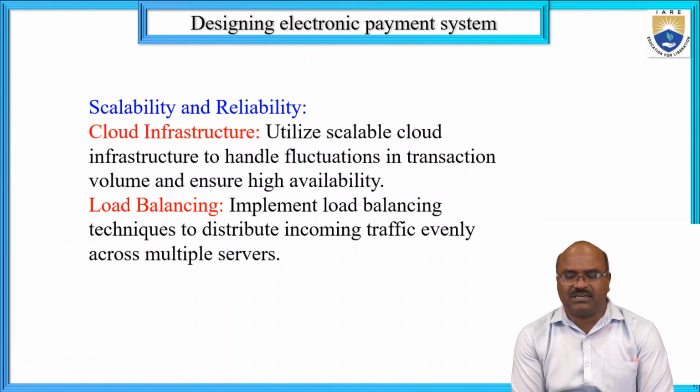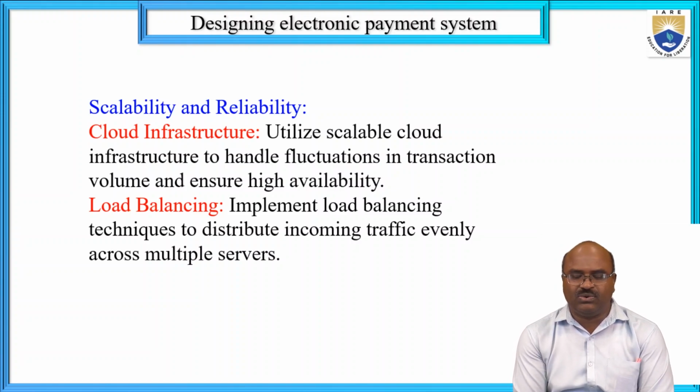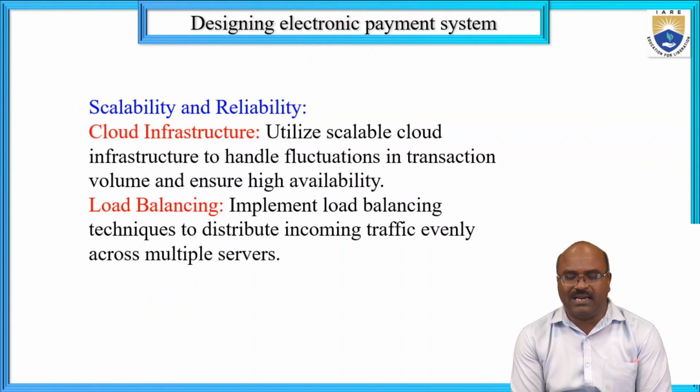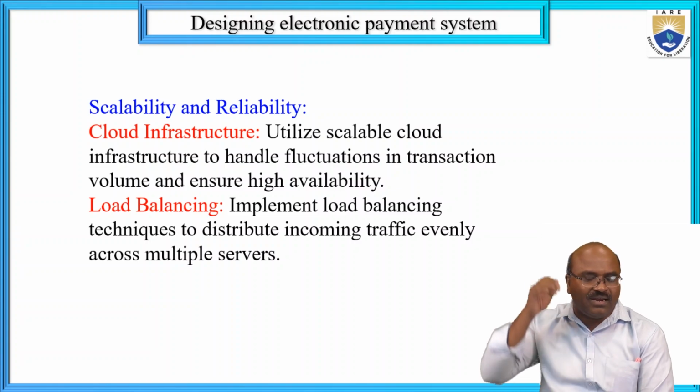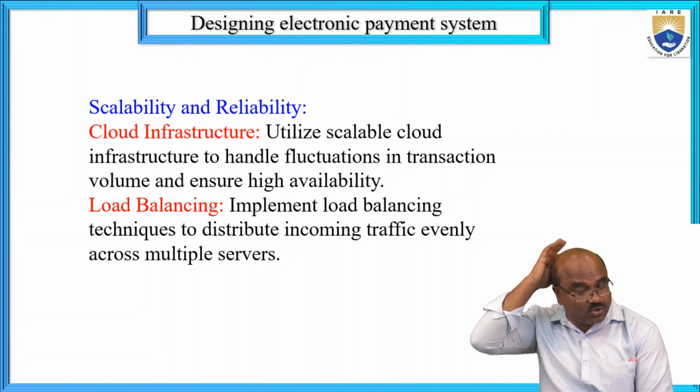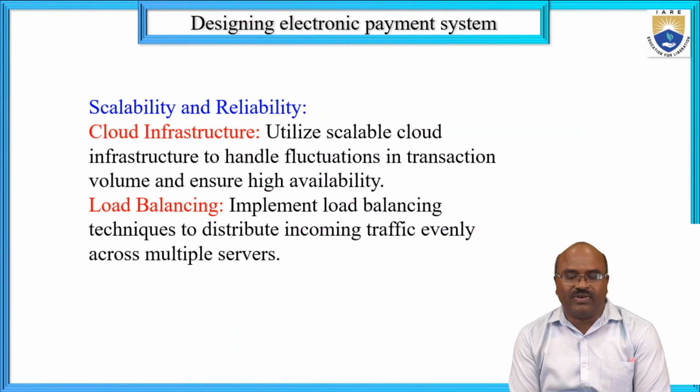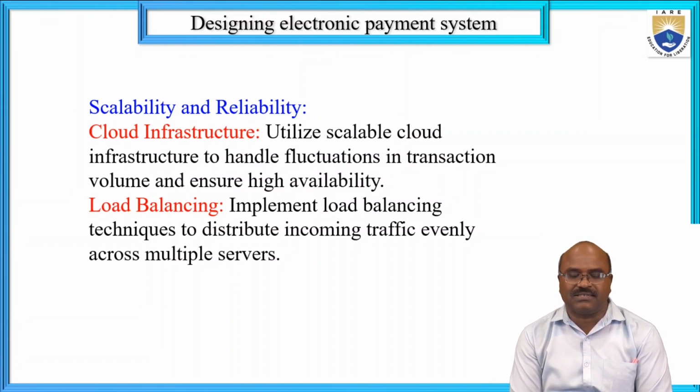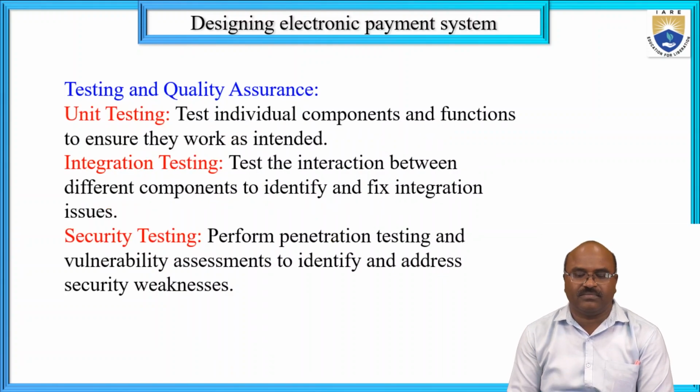Here, cloud infrastructure includes scalable cloud infrastructure to handle fluctuations in transaction volume and ensure high availability. The second point is load balancing: implement load balancing techniques to distribute incoming traffic evenly across multiple servers. So these two things are very important in designing an electronic payment system: scalability and reliability.